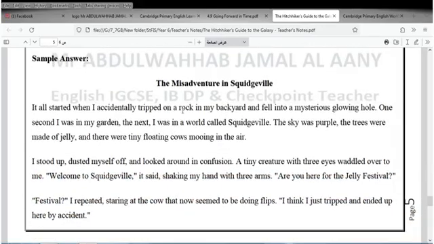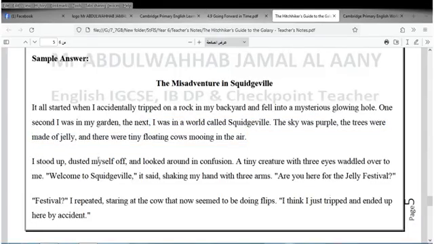Example: A Misadventure in Squidville. It all started when I accidentally tripped on a rock in my backyard and fell into a mysterious glowing hole. One second I was in my garden, while the next I was in a world called Squidville. The sky was purple, the trees were made of jelly, and there were tiny floating cows mooing in the air. Can you see the futuristic and the descriptive language and the teleporting in one second?